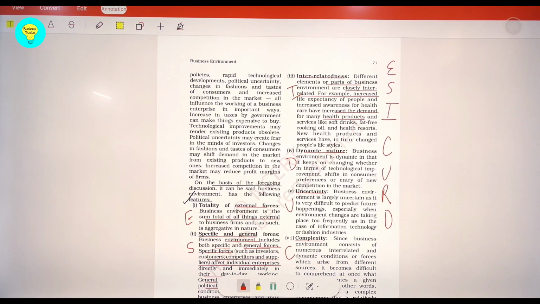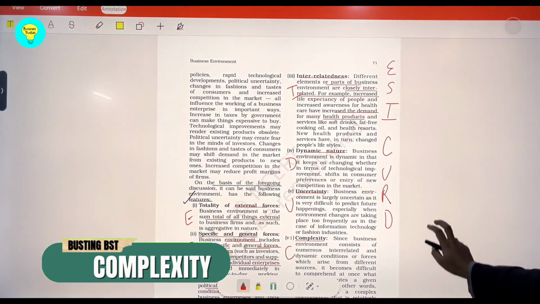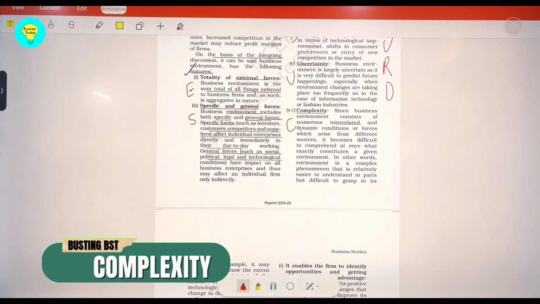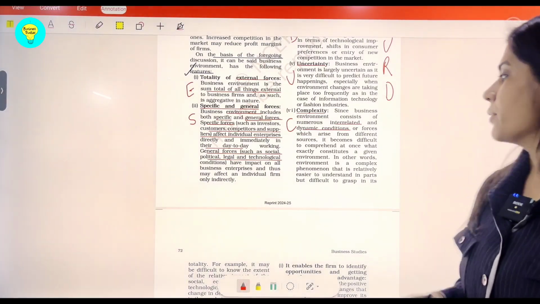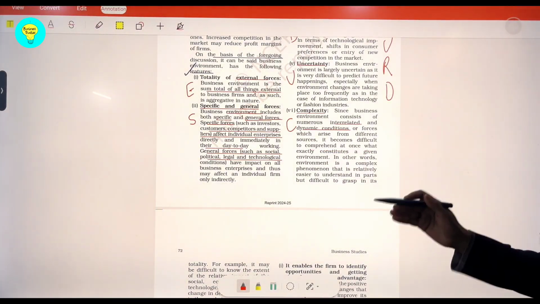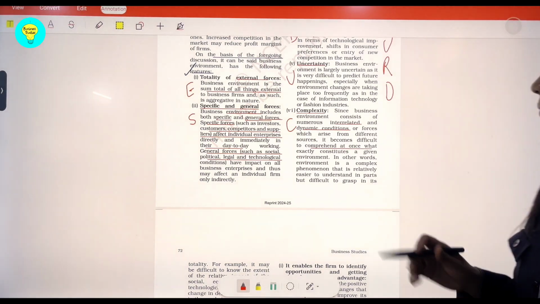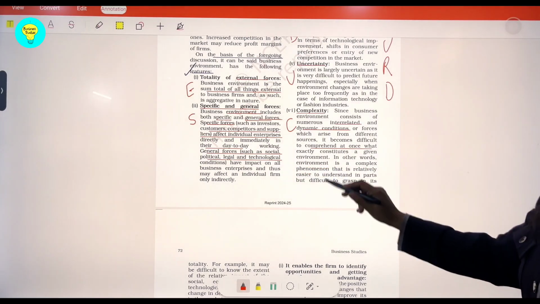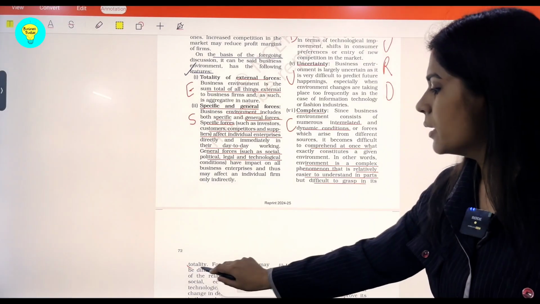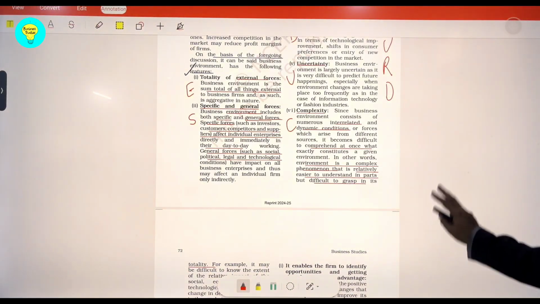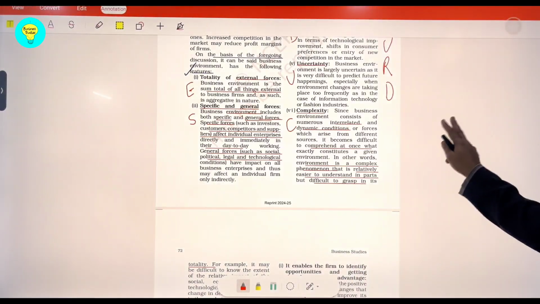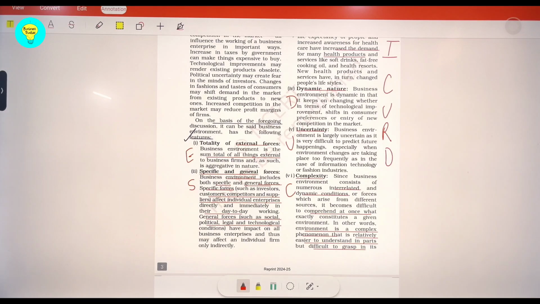Then CURD, C representing complexity. Complexity just shows that due to this interrelatedness and dynamism in the environment, it's very difficult to comprehend at once. We can understand it in parts, but if we try to grasp it as a whole, it becomes quite difficult. So environment is a complex phenomenon that is relatively easier to understand in parts, but difficult to grasp in totality. So these points you must remember, because case studies have come over the past years from this particular point.